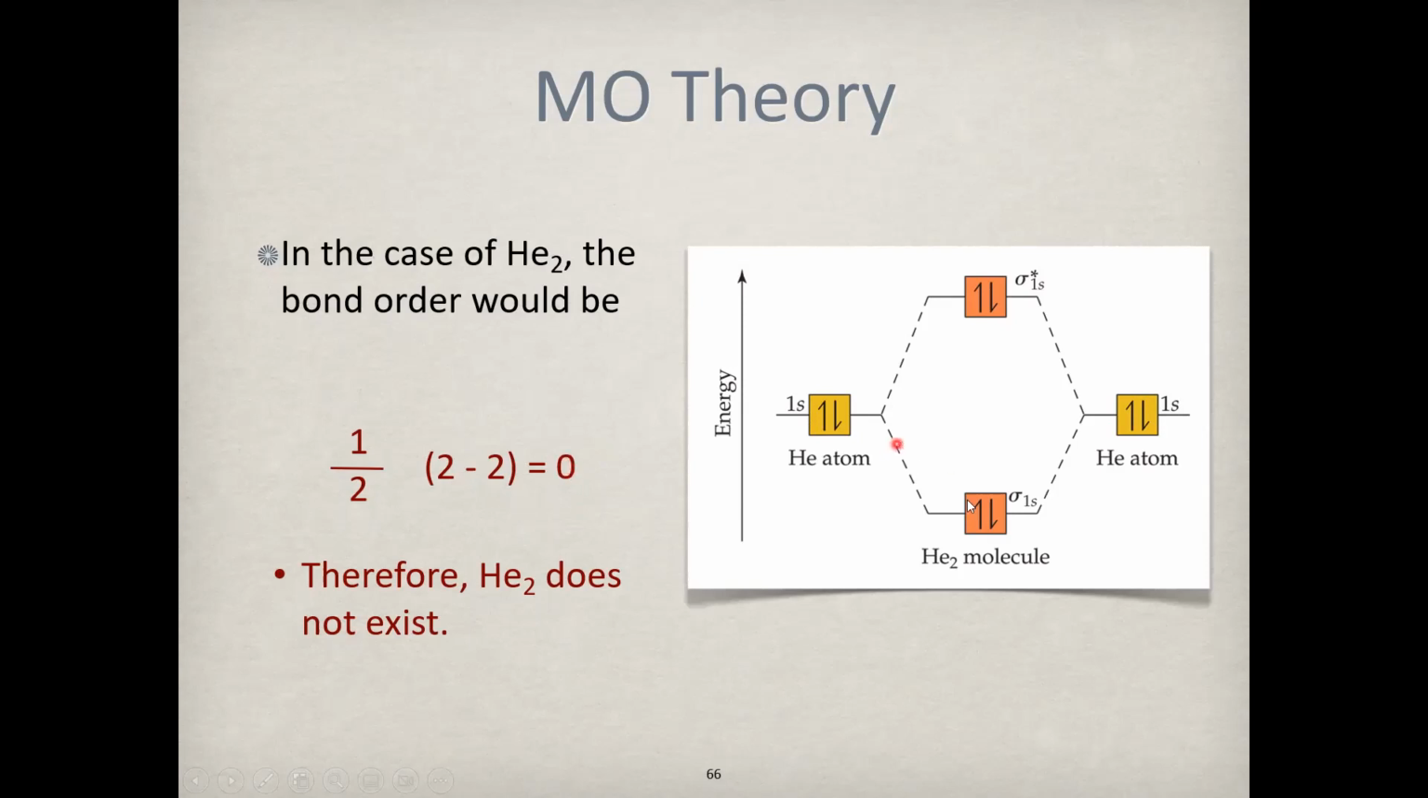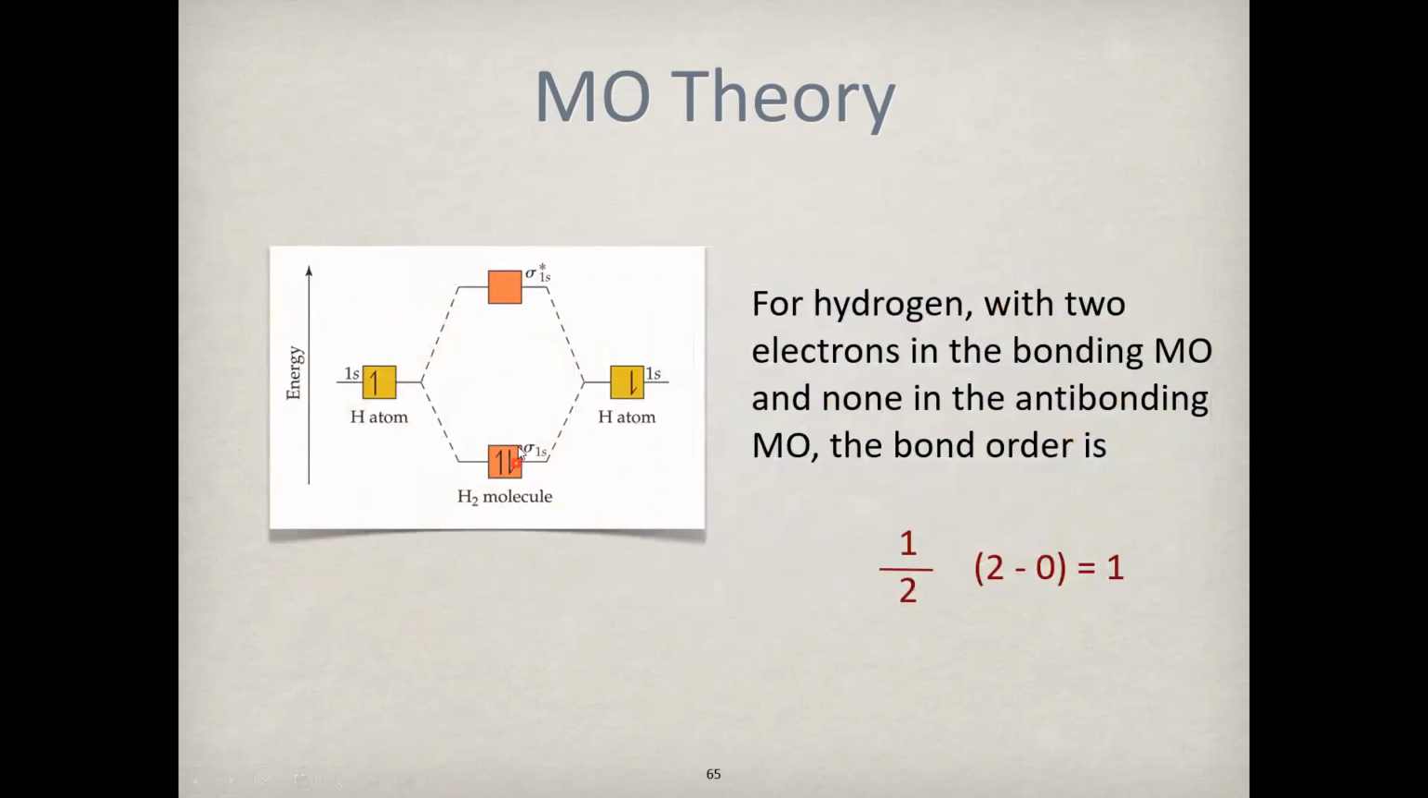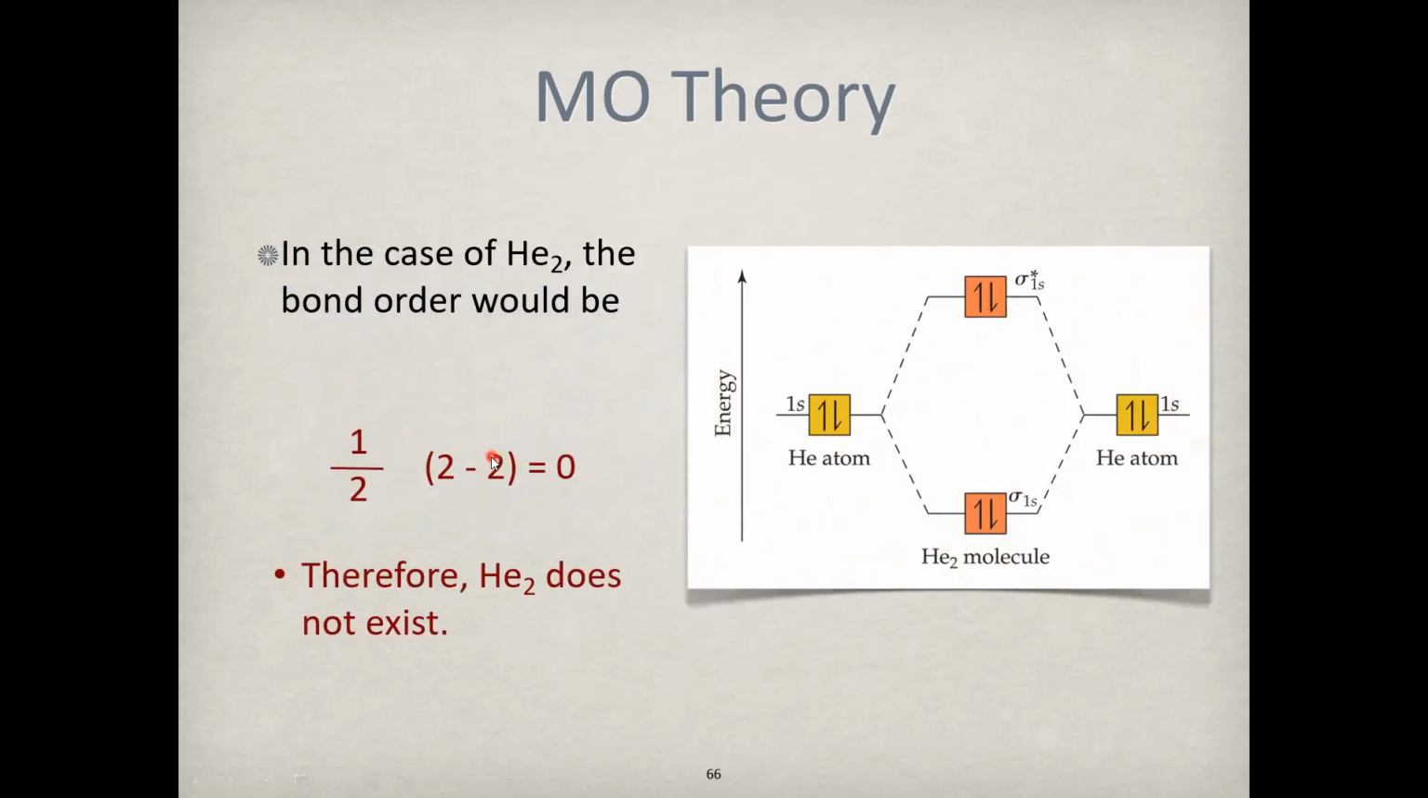And that's why helium isn't going to form this diatomic molecule. The bond order of 0 means there's not actually a bond being formed there, and that's why we would just have these 2 atoms stay separate. Whereas if we go back to hydrogen, we actually have these 2 atoms combined to give us this hydrogen diatomic molecule.